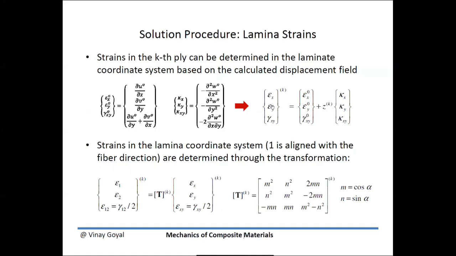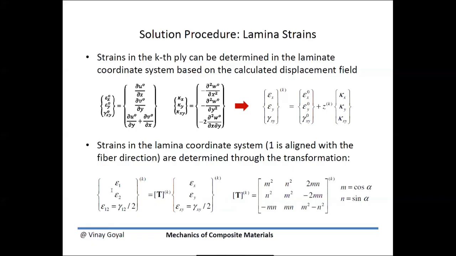Once I have that, then I have the strain for that particular ply in the global system, right? And so once I have that, I can use a transformation matrix, the transformation matrix corresponding to that ply angle, alpha, and then you can get the strains in the material principal directions, which are very useful for comparing against strain to failure data.